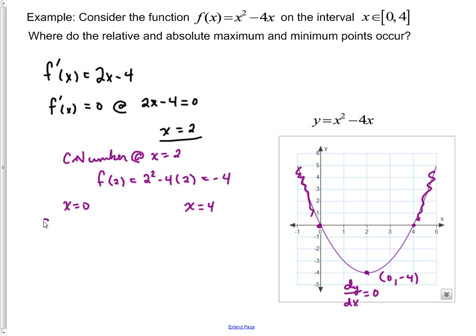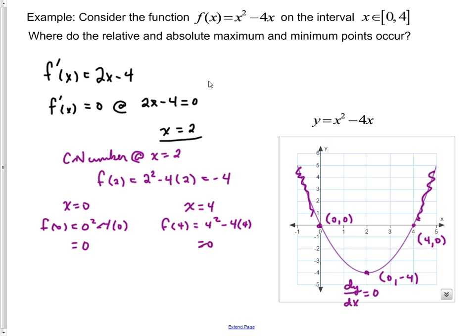In our original function, f of 0 is equal to 0 squared minus 4 times 0. Well, we know what happens right there. That is just simply equal to 0. So 0, 0 is a coordinate point on this graph. And for the function at x equals 4, f of 4 is 4 squared minus 4 times 4. So we also get 0 right here at this point. So the point 4, 0 is another one on this graph.